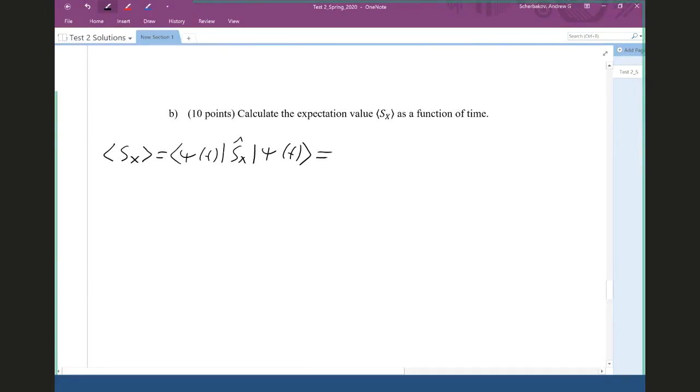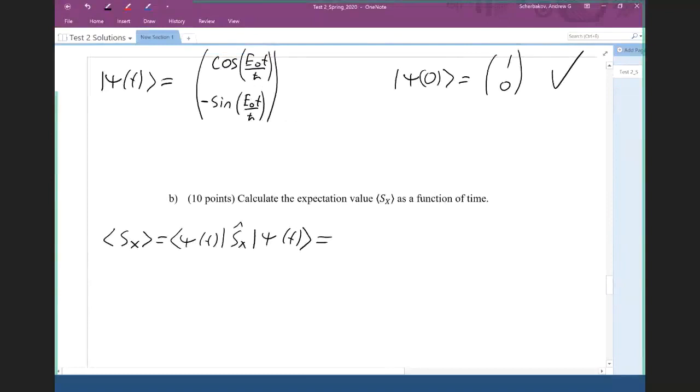Okay, where is my psi? Here's my psi, so I'll make a bra out of that. I'll just transpose and complex conjugate. There's nothing to complex conjugate here, so I'll just write it like this: cosine E naught t over h bar, negative sine of E naught t over h bar.